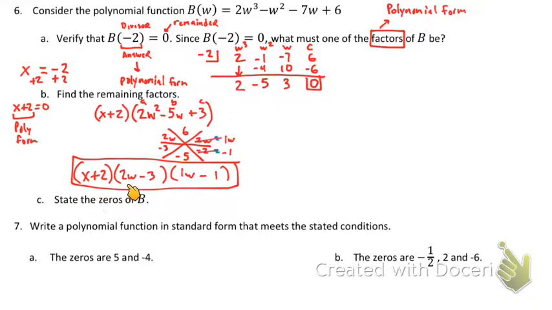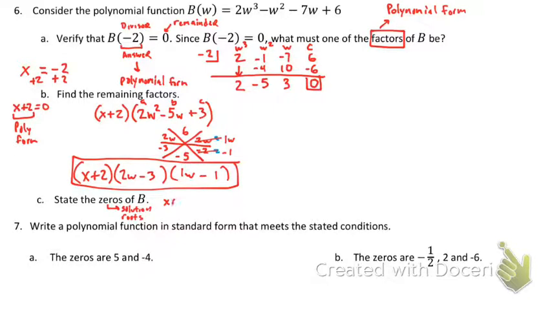Part C, state the zeros. What the heck does this mean? Remember, earlier I said in the previous week, zeros is the same as saying solutions, roots. It means the same thing. So what are we really doing? We are splitting up our factors and using the zero product property. So we're going to take each factor and set it equal to 0.